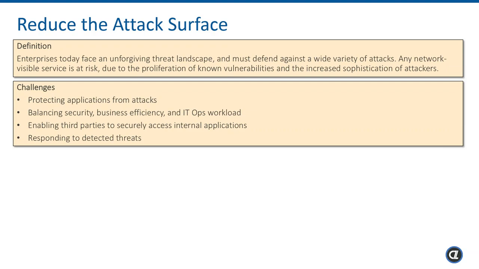So you can't rely on the perimeter anymore. At the same time, you can't lock everything down. You have to balance security with business efficiency and the IT operational workload. And I think that we saw recent articles about the Yahoo breach, where they, in retrospect, clearly made the wrong decisions about balancing this and didn't invest enough in security, and unfortunately paid the price with this very large breach of user information.